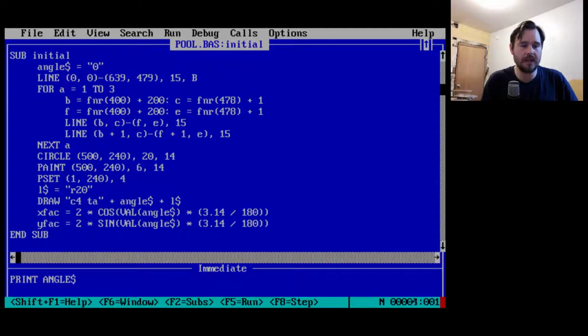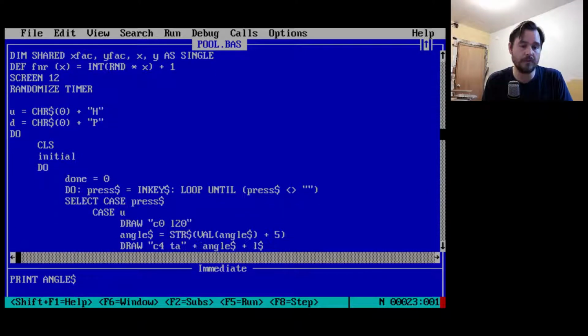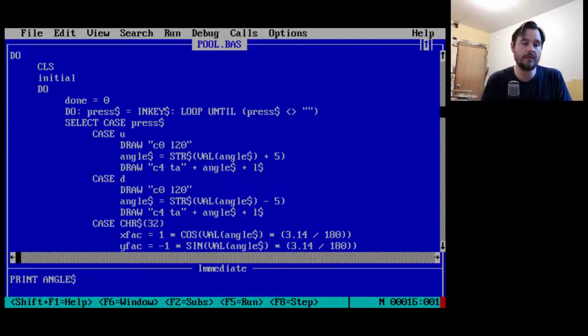So that is what the x-fac and the y-fac is at the beginning. Now at the beginning, angle is 0. So the cosine of 0 is 1, and the sine of 0 is 0. So y-fac will be 0 and x-fac is 1. When you shoot it, it goes straight to the right without going up or down. So that is that. Yay for the trigonometry. Okay, so that sort of initializes it.